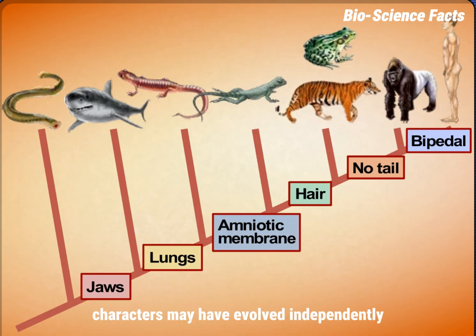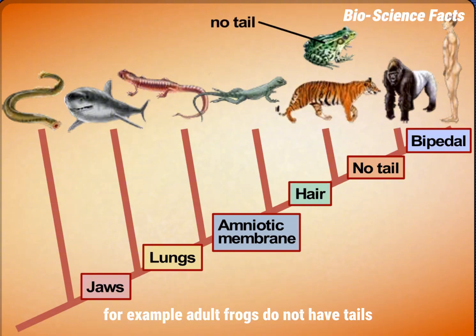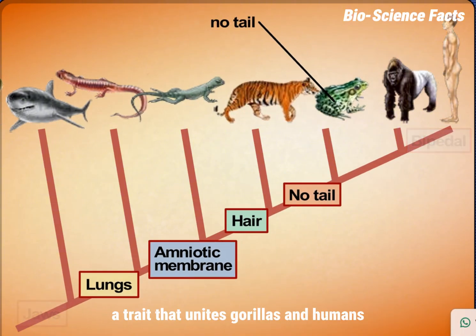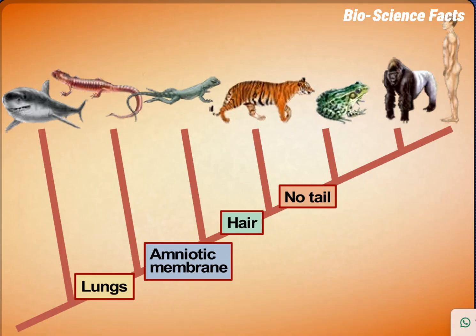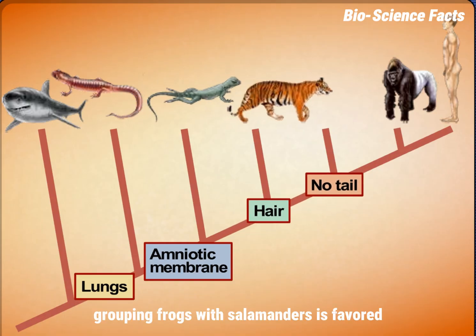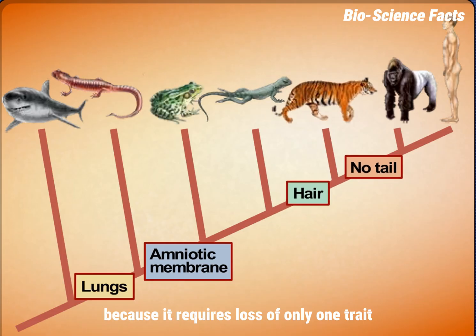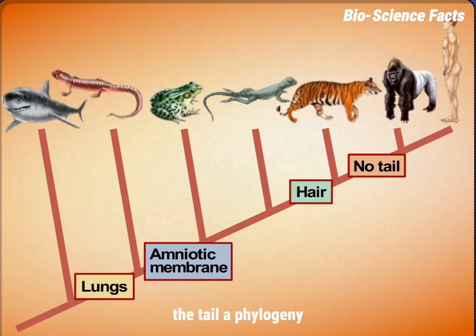Shared derived characters may have evolved independently as the result of convergence, or may be lost within a group as the result of reversal. For example, adult frogs do not have tails, a trait that unites gorillas and humans. Grouping frogs with salamanders is favored because it requires loss of only one trait, the tail. A phylogeny in which frogs are most closely related to gorillas and humans requires loss of tail, loss of hair, and gain of amniotic membranes in frogs.